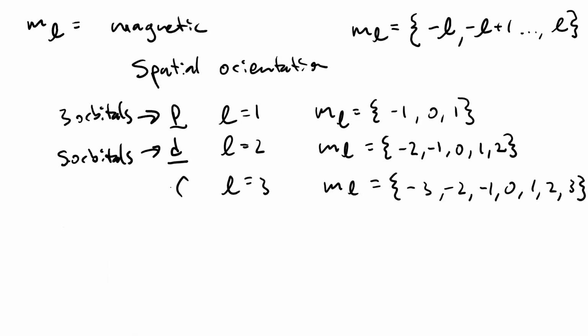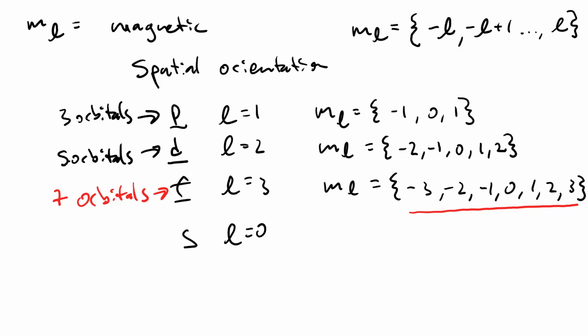When L equals 3, that is an f sublevel. And look, 1, 2, 3, 4, 5, 6, 7 values. That means there are 7 orbitals in an f sublevel. And of course, when L equals 0, that's an s sublevel. The only value of M sub L is 0. That means there is 1 orbital in an s sublevel.